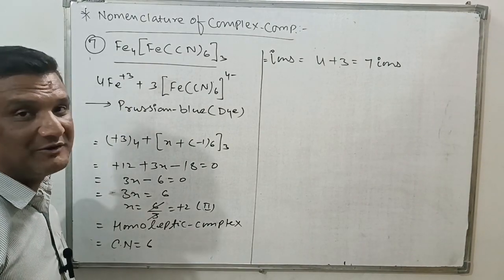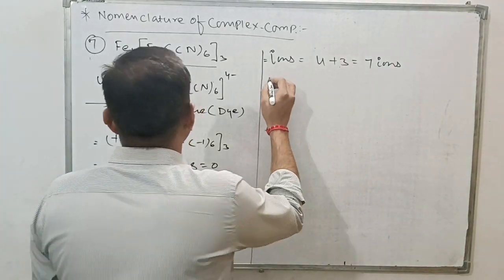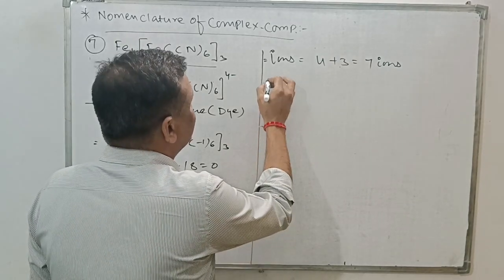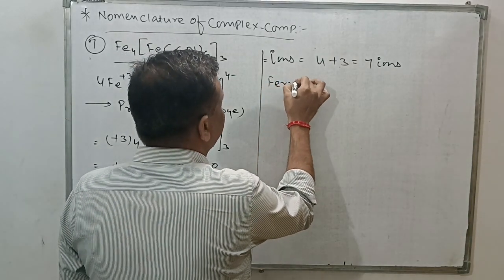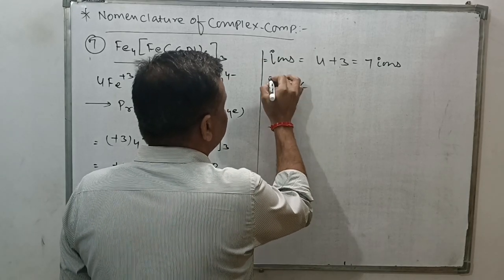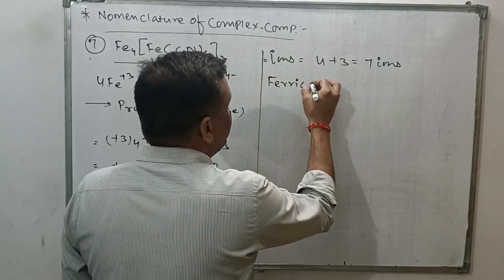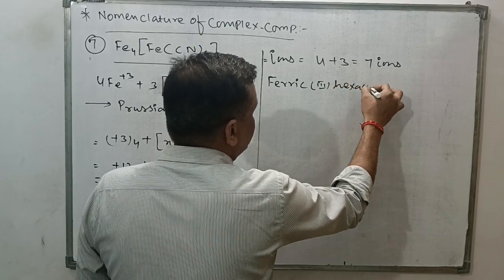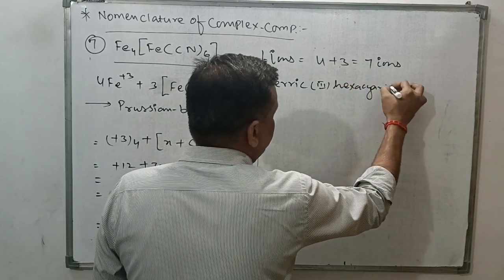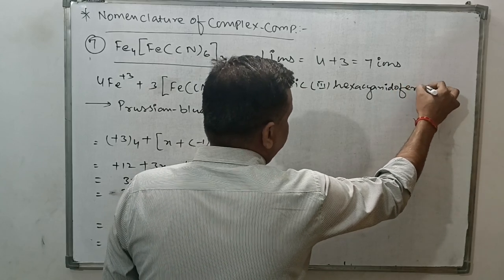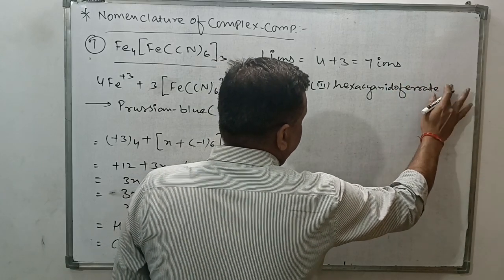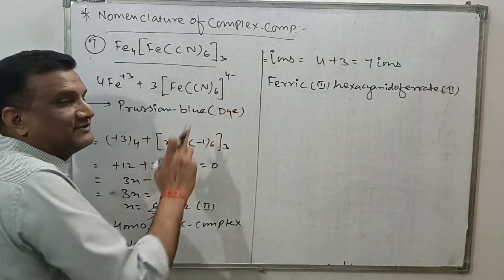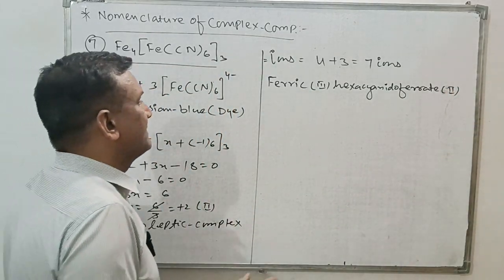Now the time to discuss the nomenclature. So the name will be: the outer is plus 3, so you can write ferric. Ferric, the first letter will be capital. Ferric (III) hexacyanidoferrate (II). Ferrate second. Why? Because of its negative charge, so the suffix 'ate' will be used.